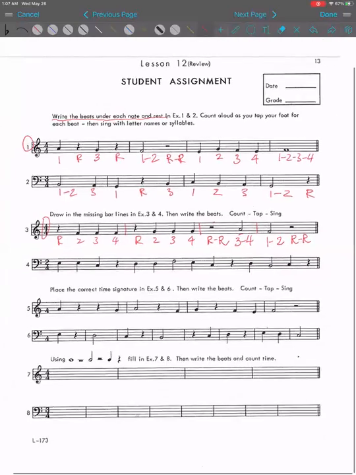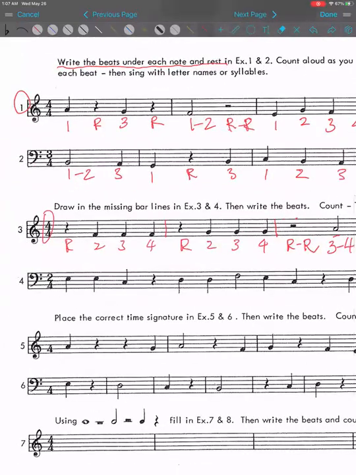Number 4 is 2/4 meter in the time signature. So we're gonna have 2 beats, 2 quarter beats in each measure. So you can only have 1, 2, not more than 2. So here we go. 1, 2 bar line.